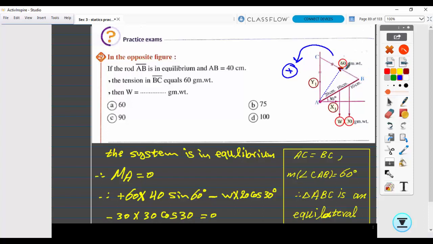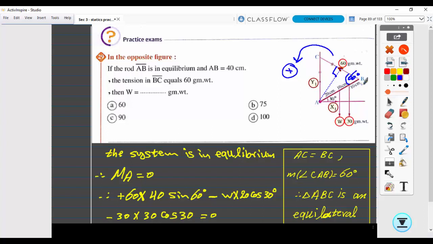So 60 multiply this distance, the perpendicular distance. Now to calculate the perpendicular distance, we must know the measure of this angle. What is the measure of this angle? It's 60 degrees. Why?